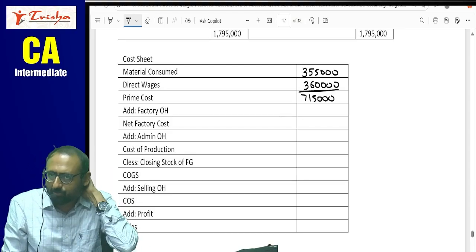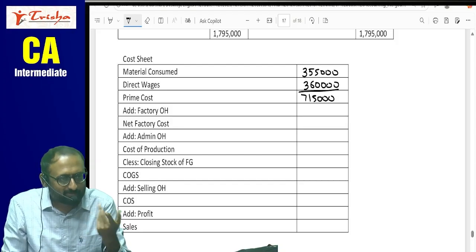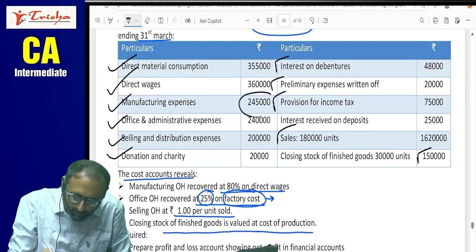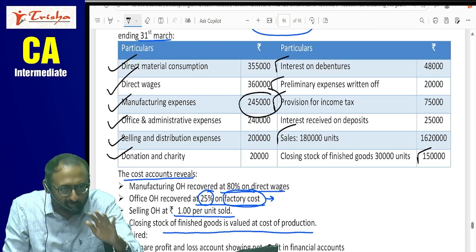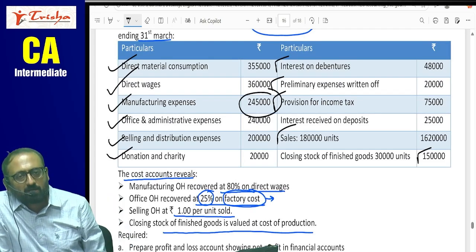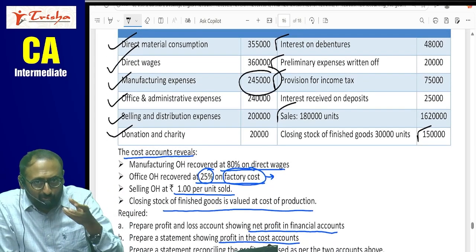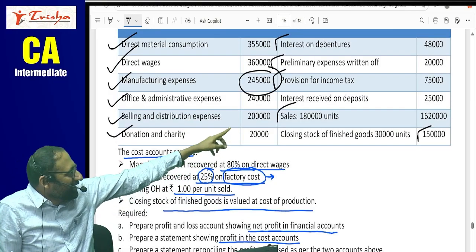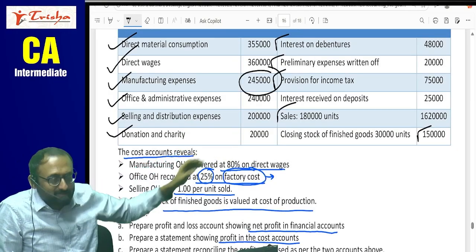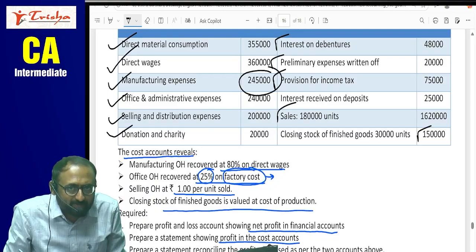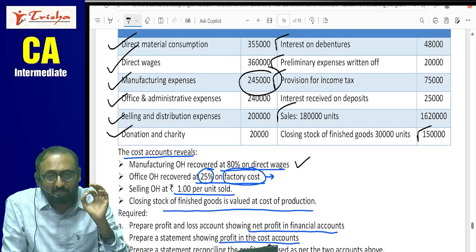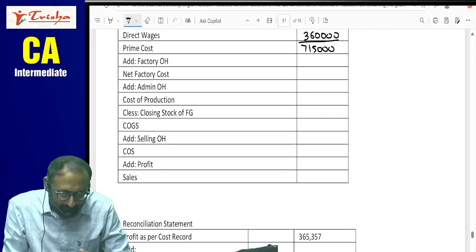Now, most of the students will make a mistake here. Some students will write factory overhead directly as 2,45,000. Answer is no. Sir, under cost sheet, you have to use the absorption data. How much factory overhead is to be absorbed? Please check the first line, sir. It is 80% of direct wages.